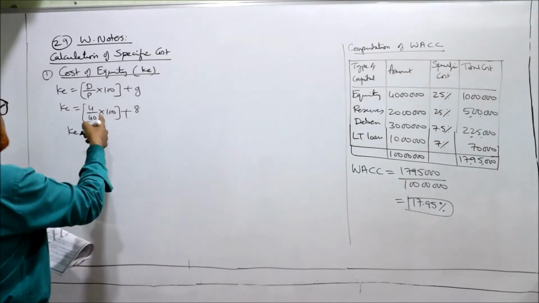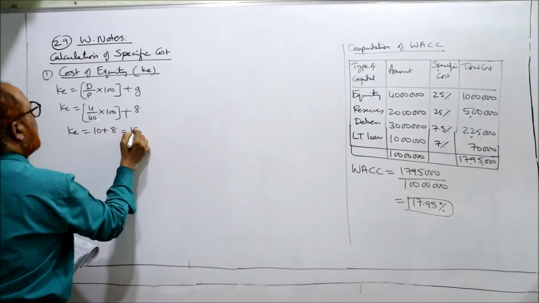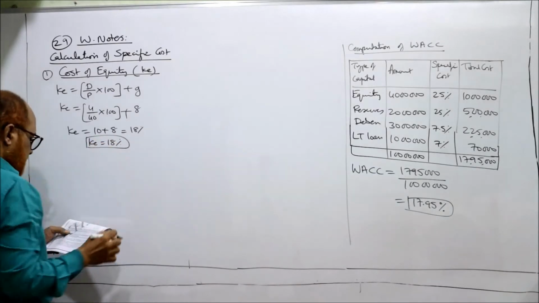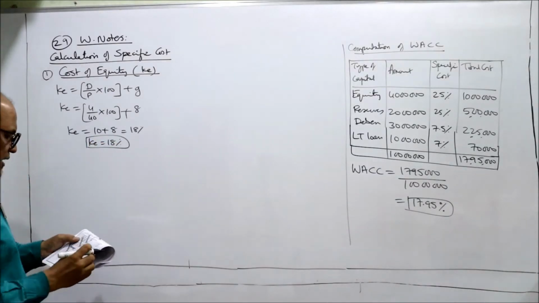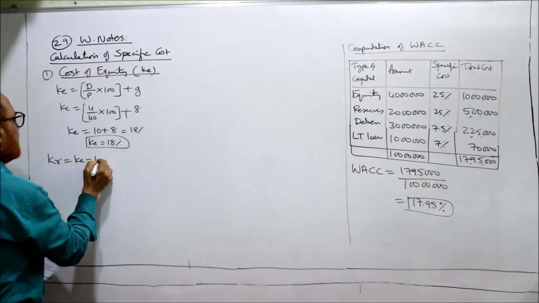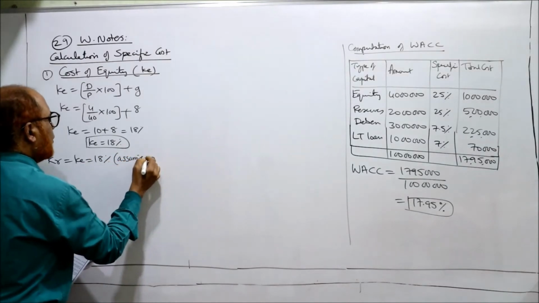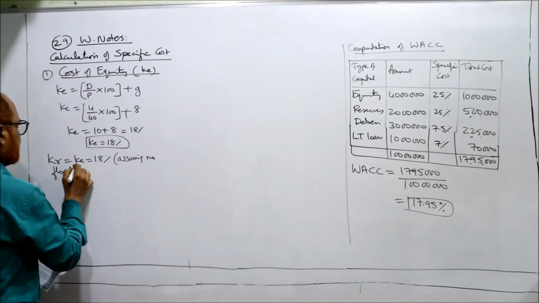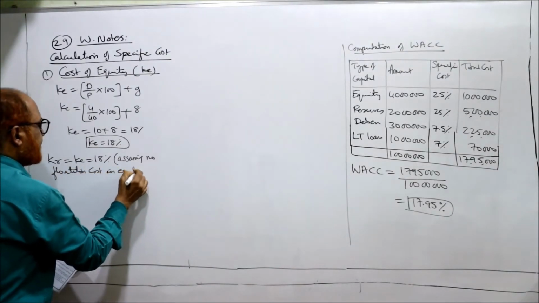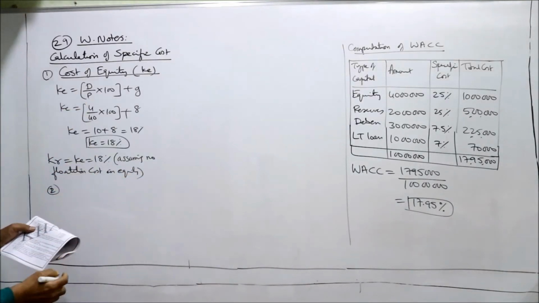So 4 ones are 4, 10%. 10 plus 8 is equal to 18%. KE is equal to 18%. We got. Now, retained earnings. KR is also equal to KE, that is 18%, assuming no flotation cost. So first we have completed cost of equity and cost of retained earning.